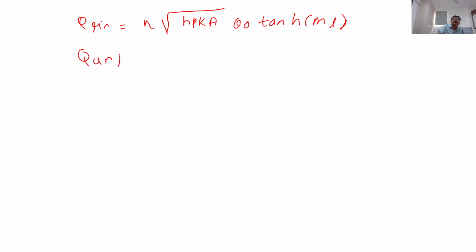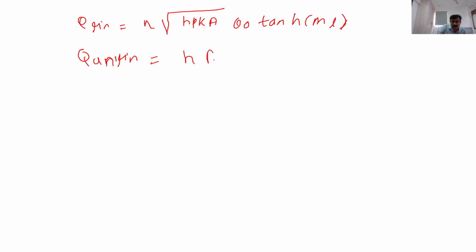Q fin, the formula is already written. For n number of fins, n under root HPK theta 0 tan hyperbolic ml. This is Q fin. And what is Q unfin? Now here area is very important. That's why I told the formulas of area initially.